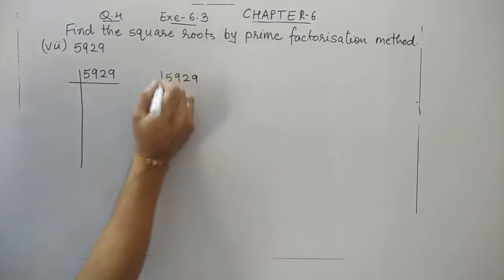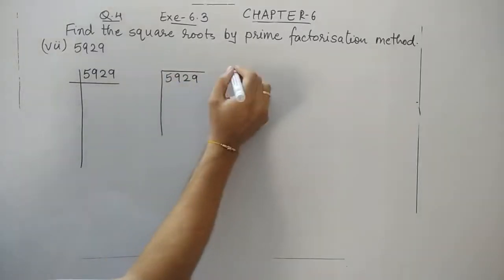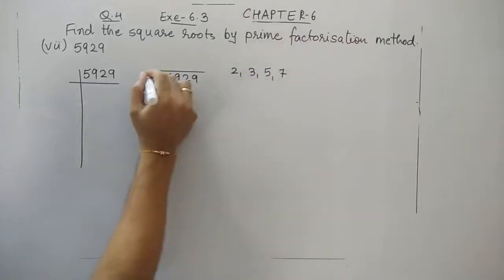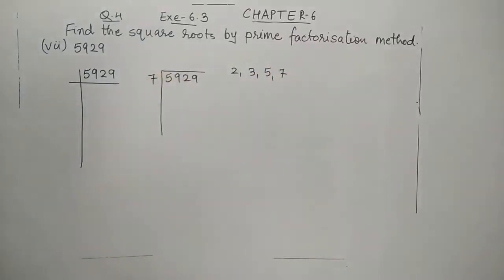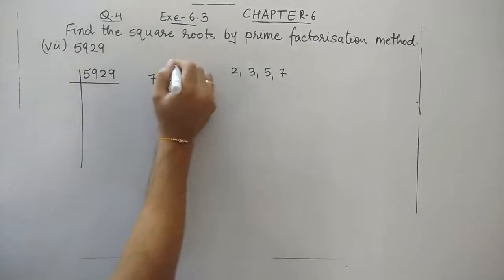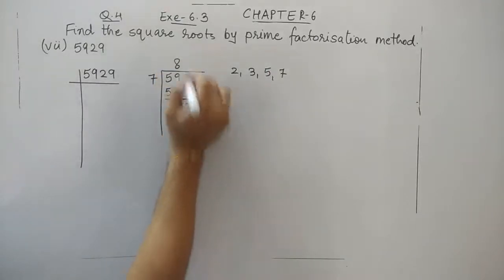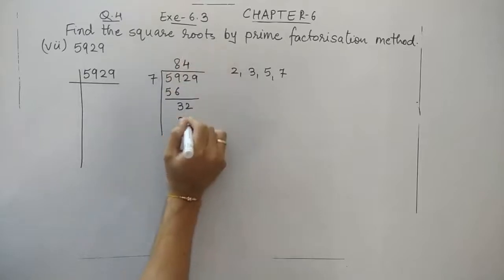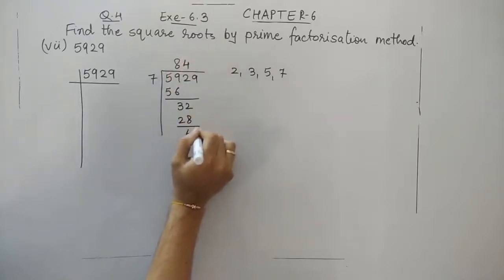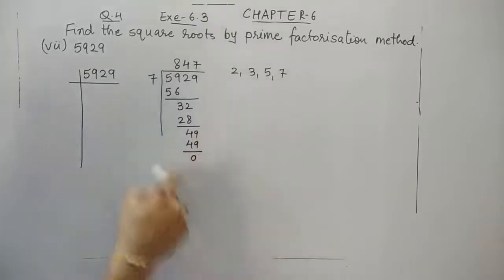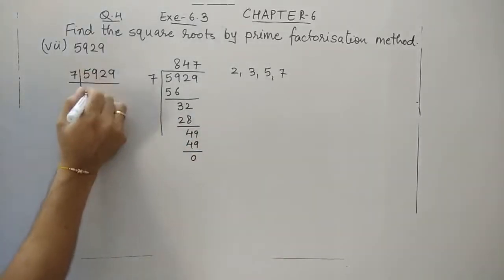I hope students you are getting it. मैंने पहले 2 से ट्राई किया, फिर 3 से किया, फिर 5 से किया. Now I'll divide with 7 to identify whether it is divisible or not. So 8 7s are 56, it's 32. 8 4s, 7 4s are 28. 49. 7 7s are 49. So we can see it is divisible by 7. That is 847.